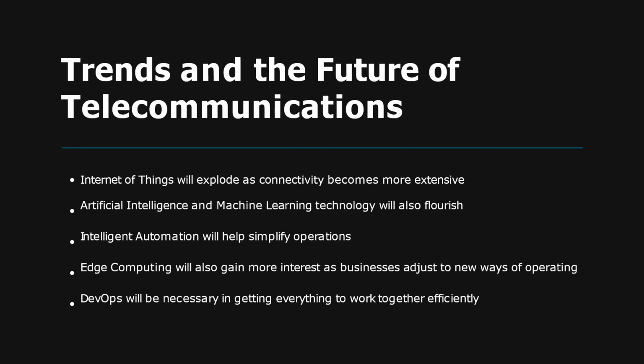And also cloud services. Cloud computing and cloud-based services are becoming more popular as a way to store, process, and analyze data and to deliver new products and services to users. The Internet of Things will explode as connectivity becomes more extensive, and artificial intelligence and machine learning technology will also flourish. Intelligent automation will help us simplify operations, and edge computing will also gain more interest as businesses adjust to new ways of operating.